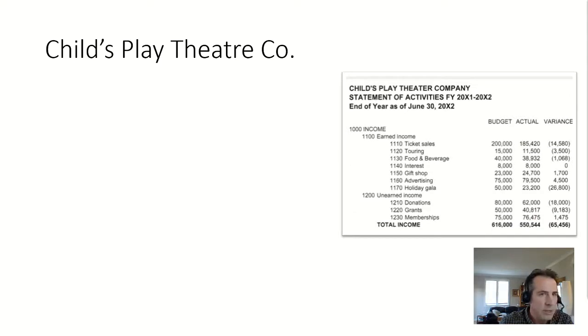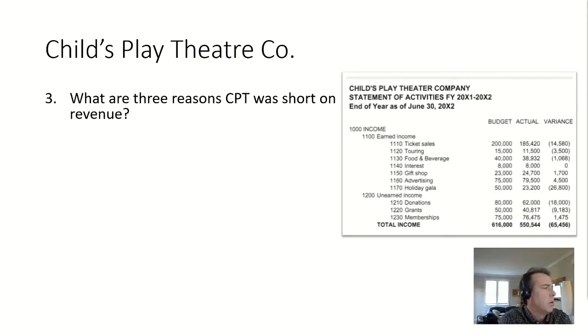All right, so let's move on to question 3. What were 3 reasons that Child's Play Theater Company was short on revenue? So this question asks about revenue, right? So you know that we talk about revenue in the income statement, or the profit and loss statement, or the statement of activities in this particular case.